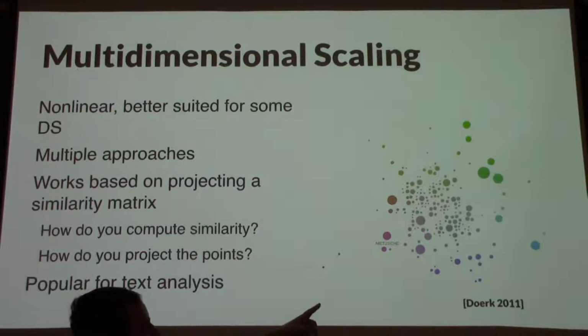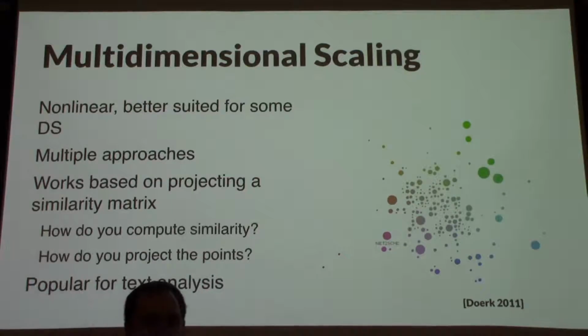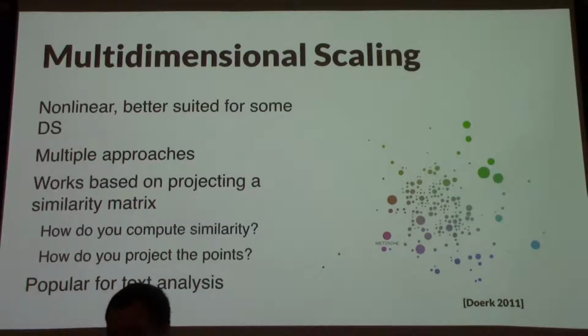So here you can see one example that we had in one of the design critiques by Mari and Dirk, where we had, in this case, philosophers, or we also had musicians and so on. We had similarity scores of how similar they are to each other, and that's how it's laid out. This is really popular for text analysis, but it's also popular for other data sets.